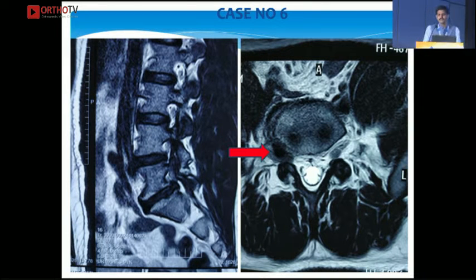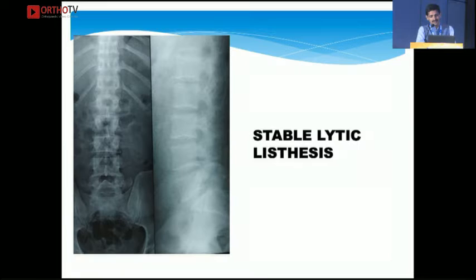This is his MRI. You can see there is a huge fragment which is foraminal and extraforaminal at L5-S1 level. But in the sagittal section you don't see it, if you look at it now retrospectively. And he has a stable lytic listhesis. It was not unstable. It is just an incidental finding.